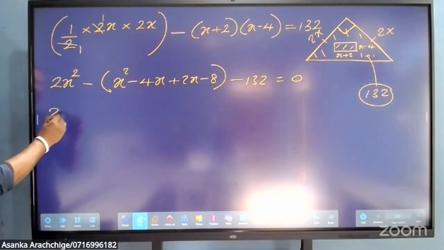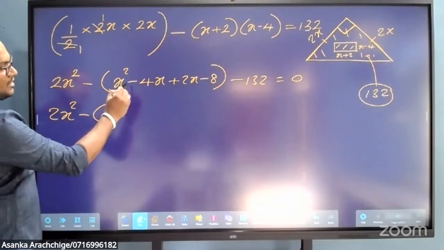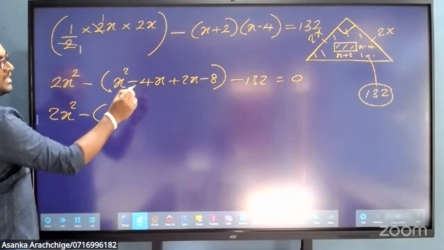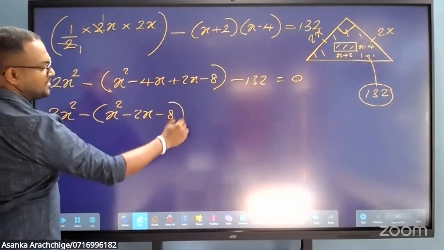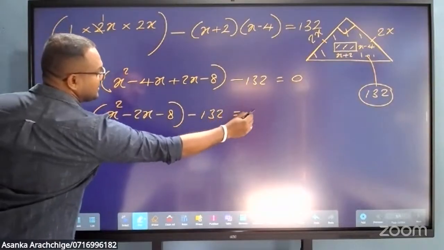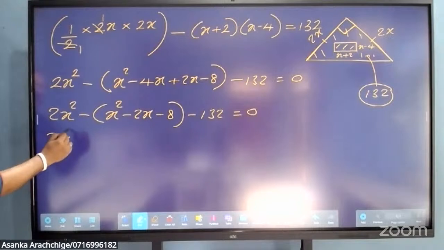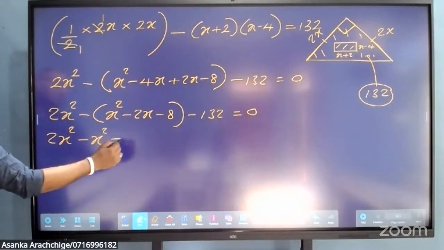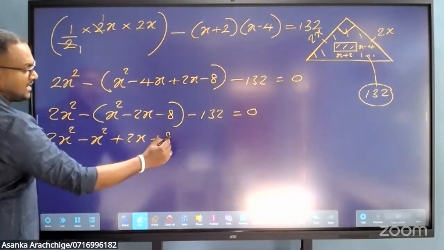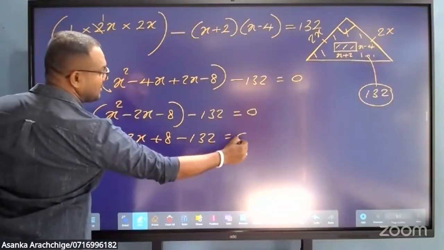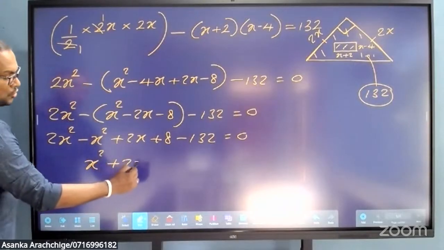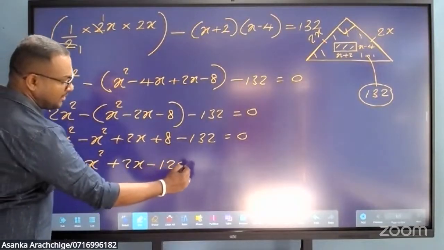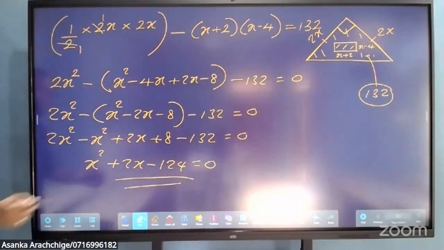Then 2x squared minus x squared minus 4x plus 2x, and here minus 8 minus 132 is equal to 0. 2x squared minus x squared plus 2x plus 8 minus 132 is equal to 0. 2x squared minus x squared plus 2x minus 124 is equal to 0. This is the quadratic equation.